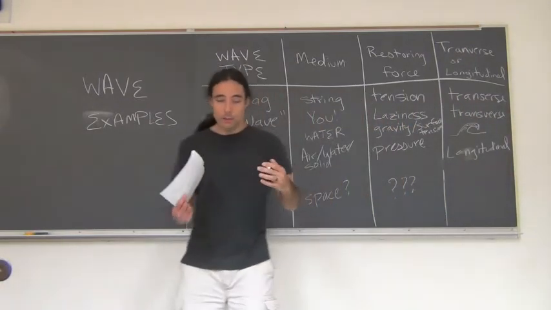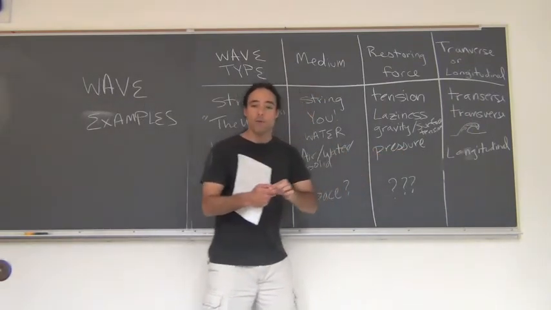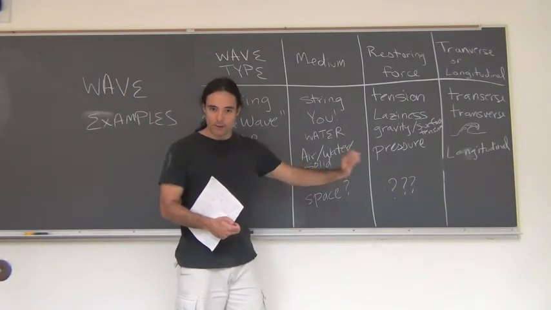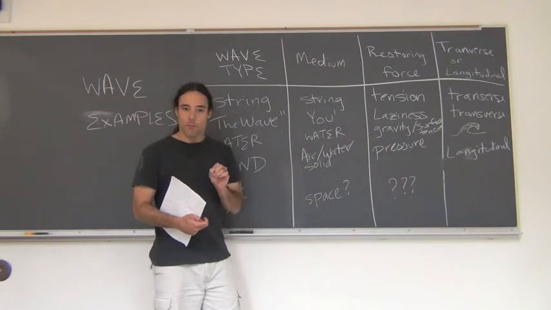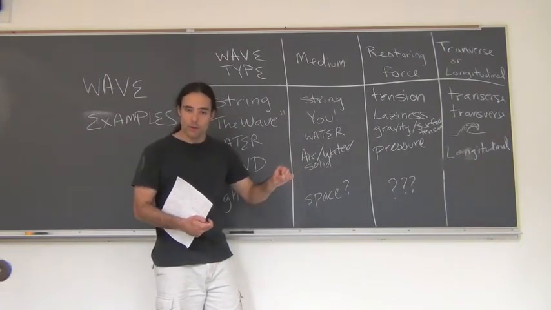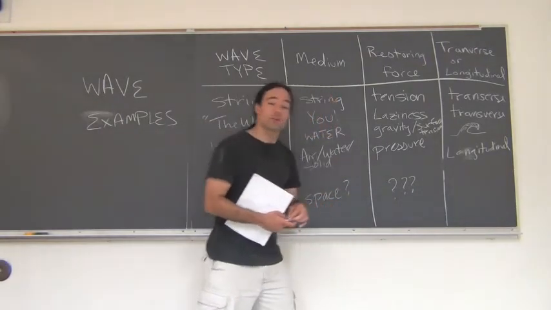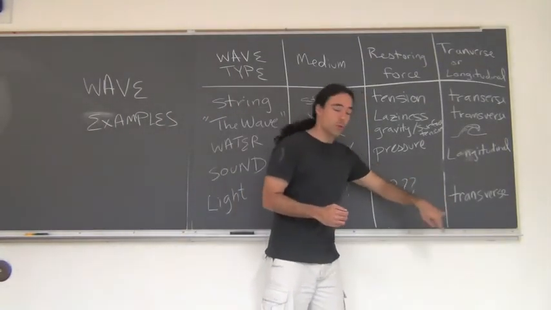When I speak or sing, my vocal cords are vibrating back and forth. That pushes some molecules into some other molecules that get pushed down and down the line. Since the molecule is knocking into other molecules in the same direction that the wave is moving, we call that a longitudinal wave. So it turns out light is a transverse wave.